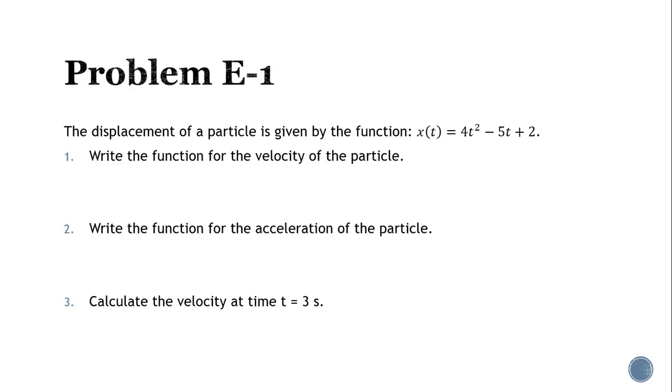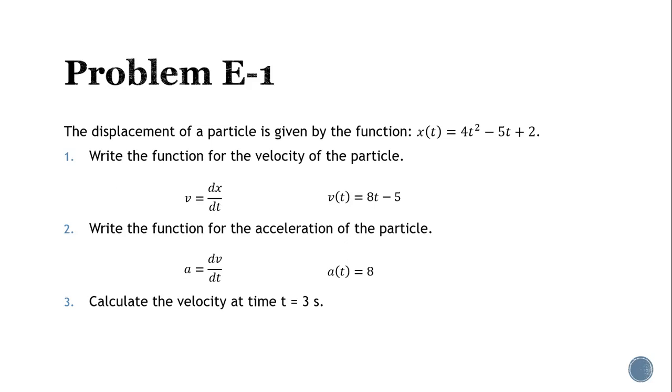So let's look at a problem, and I've got problem E1 here. Let's say the displacement of a particle is given by the function x of t equals 4t squared minus 5t plus 2, and I want to figure out a function for the velocity of the particle, a function for the acceleration of the particle, and what the velocity is at time t equals 3 seconds. The first step: take the derivative of the position function. If you take the derivative of 4t squared minus 5t plus 2, you get 8t minus 5. Now, in order to find the acceleration, take the derivative of the velocity function.